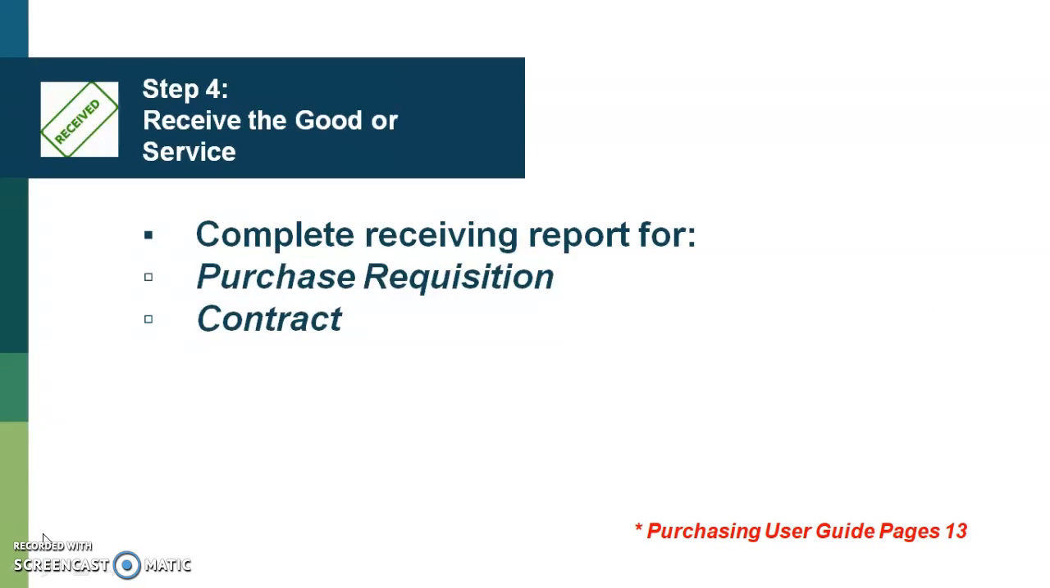So, step 4, receive the goods or services. We ask that all purchases made on a purchase requisition, hence that PO or contract, have a receiving report attached to it. This is what allows our accounts payable people in fiscal, those are the folks that pay the bill, to actually pay for the service.